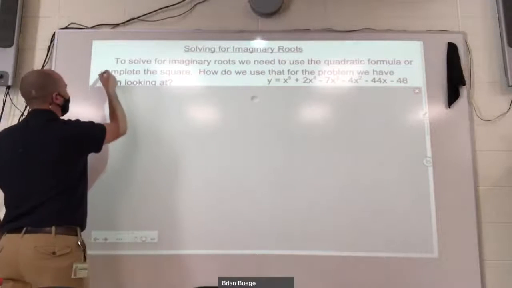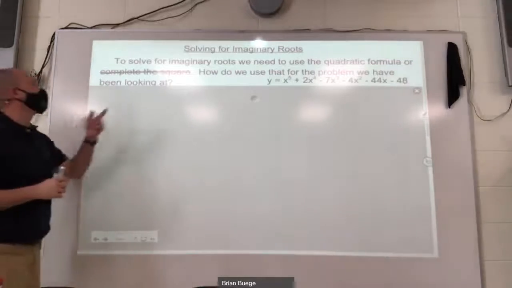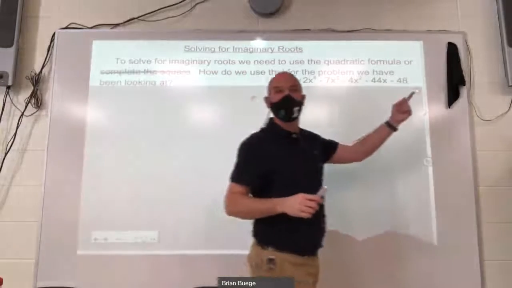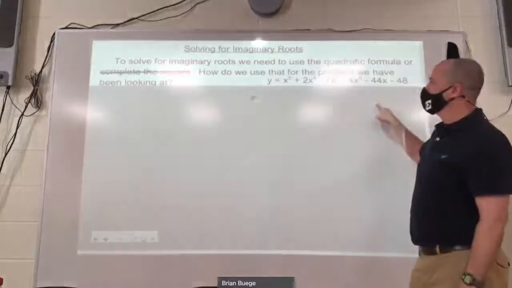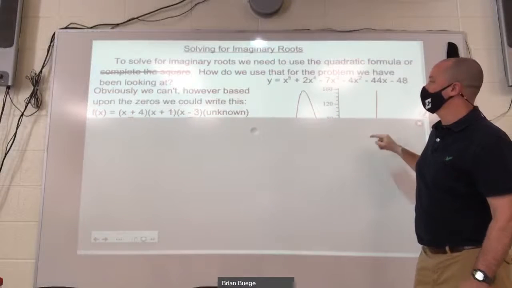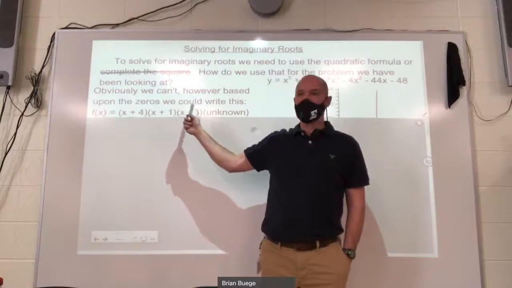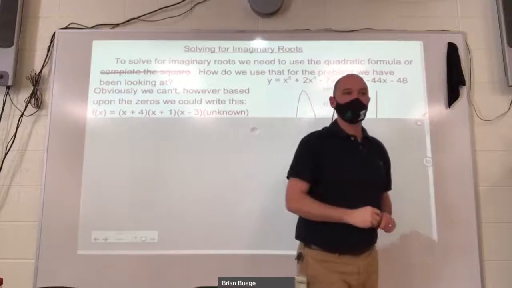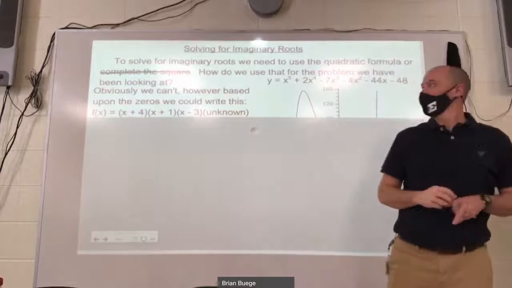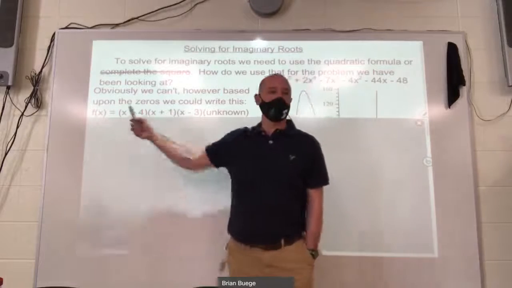We're not going to worry about this idea of completing the square. We skipped that this year. How do we use that for a problem that we've been looking at? Well, here's the nice idea. Here's what's coming from there. Anybody tell me where these factors came from? This is still the same problem. How did I get x minus 3? How did I get x plus 1? How did I get x plus 4?